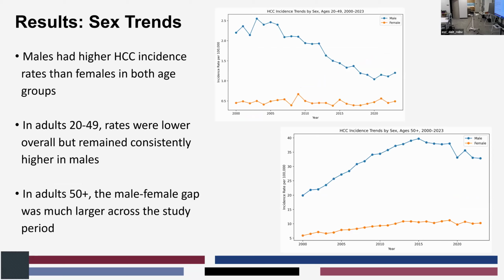As for the sex trends, when we compared males and females, males consistently had a higher HCC incidence rate in both age groups. Although incidence remained lower overall among adults ages 20 to 49, males still had a higher rate than females did. Among adults aged 50 and older, the difference between males and females was much larger throughout the study period.